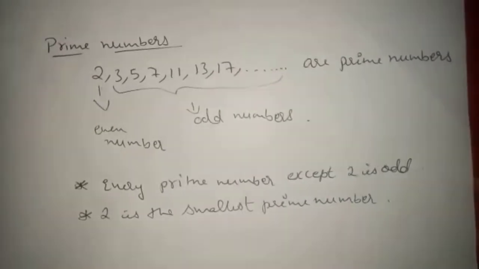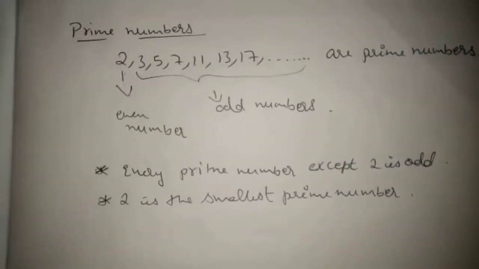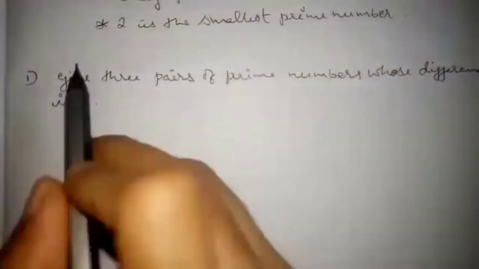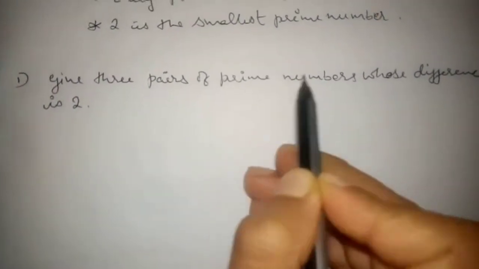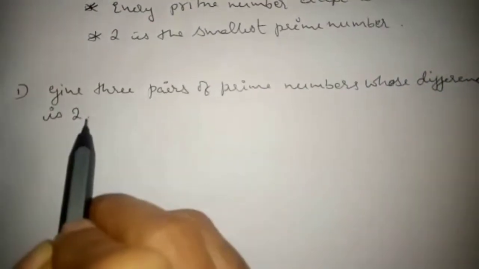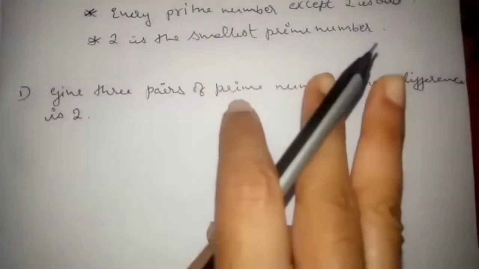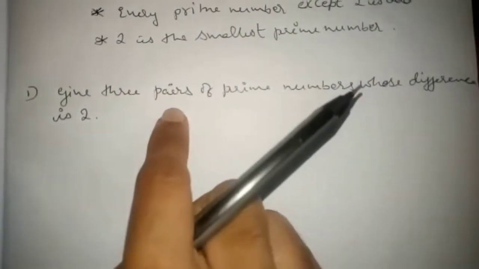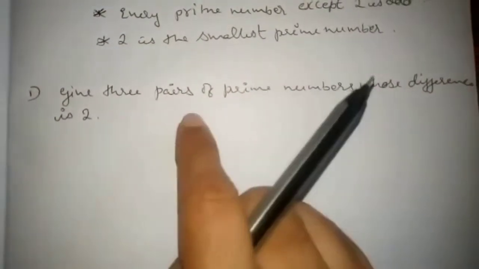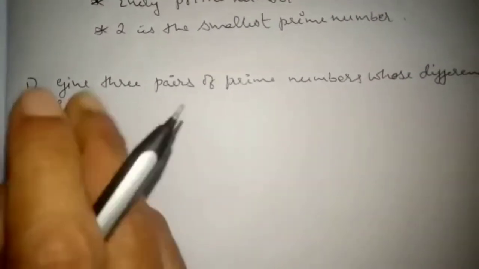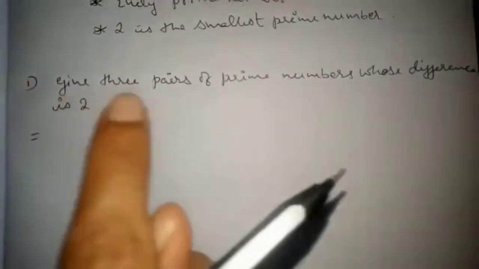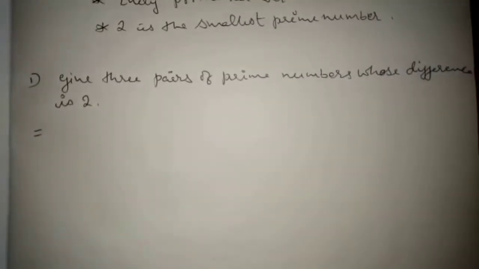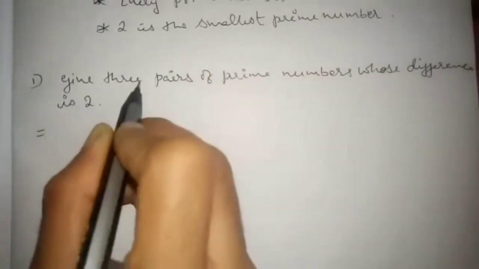Now let us answer some question answers. So first question, give 3 pairs of prime numbers whose difference is 2. So you have to give 3 pairs. One pair means 2 numbers. So you have to give 3 pairs of prime numbers whose difference is 2. So when you subtract those 2 prime numbers, the answer you get should be 2. So we want 3 pairs, right?